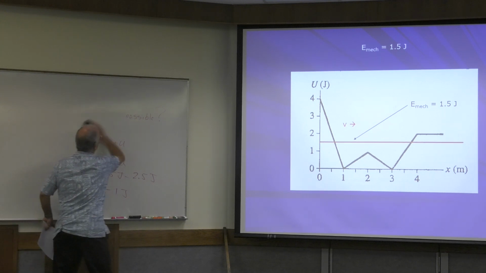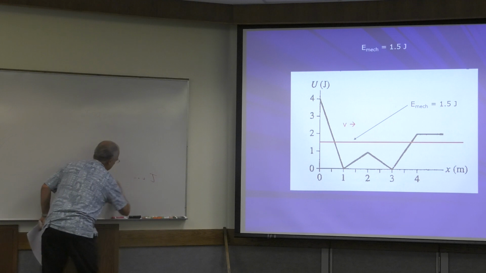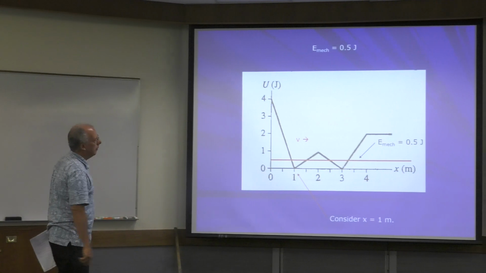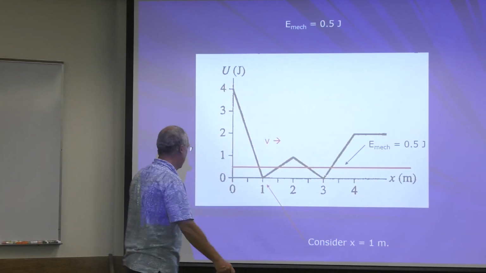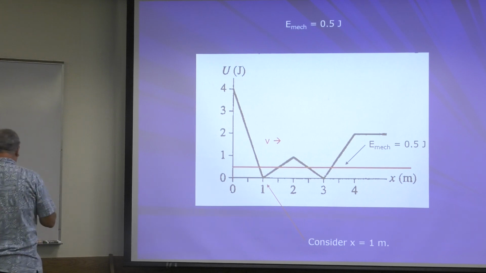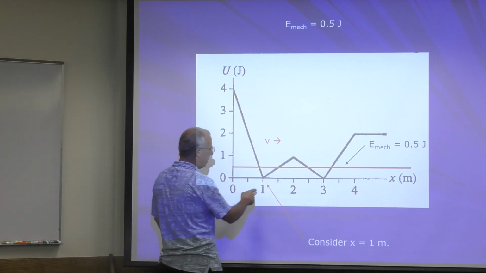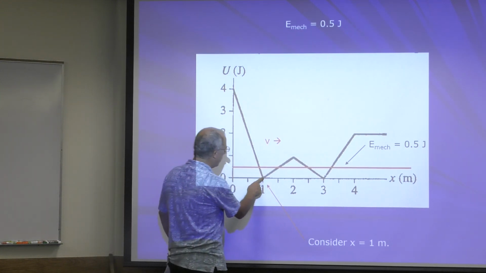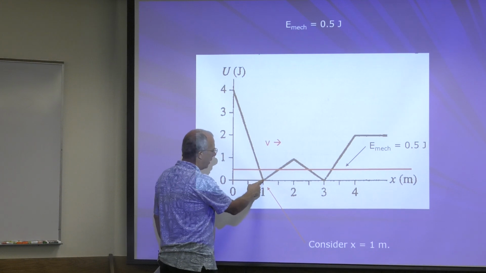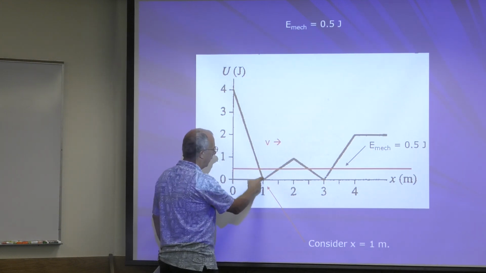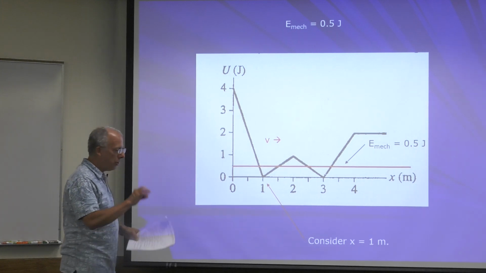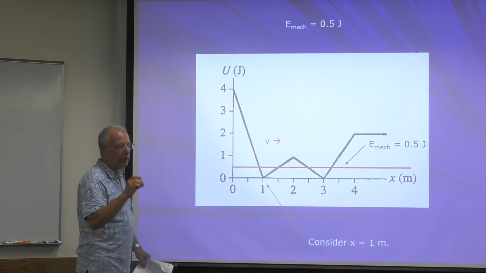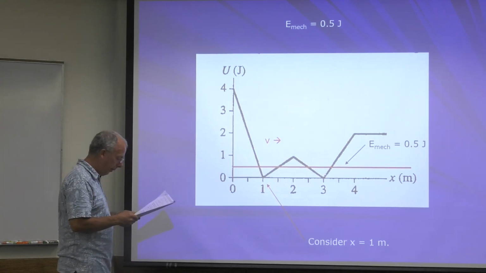Let's do another one. All right, now let's say that the mechanical energy is 1/2 joule. 1/2 joule. And we want to consider the particle at x equals 1 meter, right? So right there. So x equals 1 meter, so the potential energy is 0, so the kinetic energy is half a joule, right? Now, let's just say we disturb the object just a little bit, all right? So we give it just a little more kinetic energy, just a little bit.